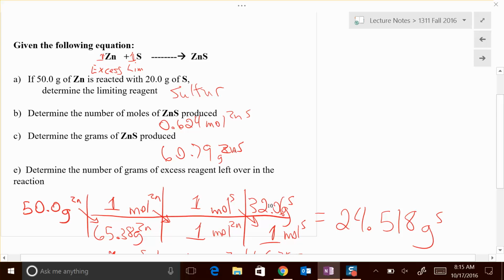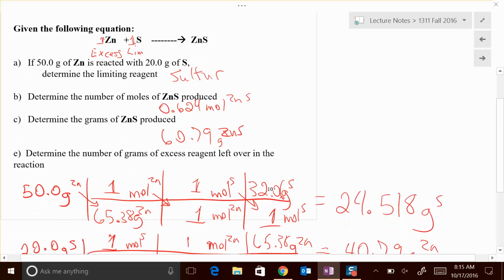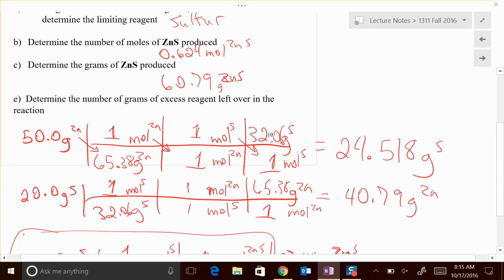Okay? Now, determine the number of grams of excess reagent left over in the reaction. What are they talking about? The zinc. The zinc was in excess, right? Did I use all of it? How much of it did I use? I used 40.79 grams of zinc. How much is left over? 50 minus 40.79.